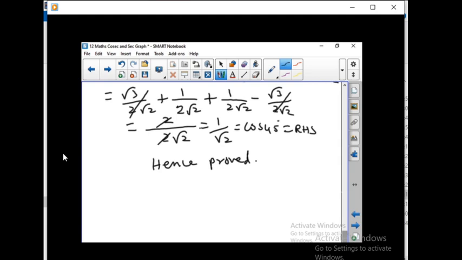So next is, and 14 also you can take it for homework. 14 also, just using the formula. Okay, so 14 also can be done for homework. We'll go to the 15th question. Question number 15. Sin n plus 1 theta into sin n minus 1 theta plus cos n plus 1 theta into cos n minus 1 theta is equal to cos 2 theta, we have to prove.